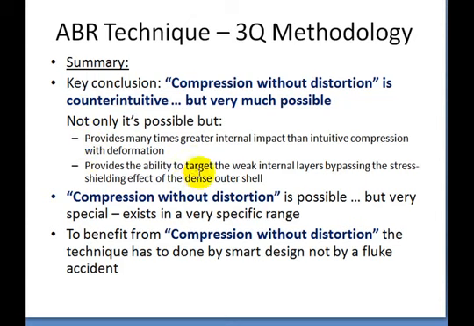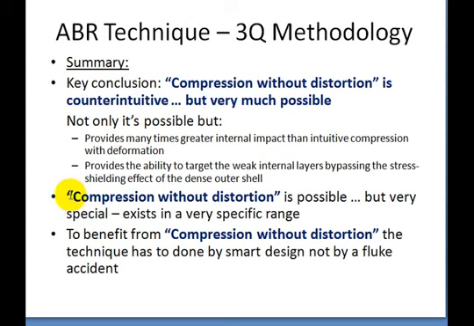It provides many times greater internal impact than intuitive compression with deformation, or with major deformation, namely distortion, right? And it provides the ability to target the weak internal layers, the core essence of the imbalance, right? Bypassing the stress shielding effect and going through this dense outer shell without distorting it.